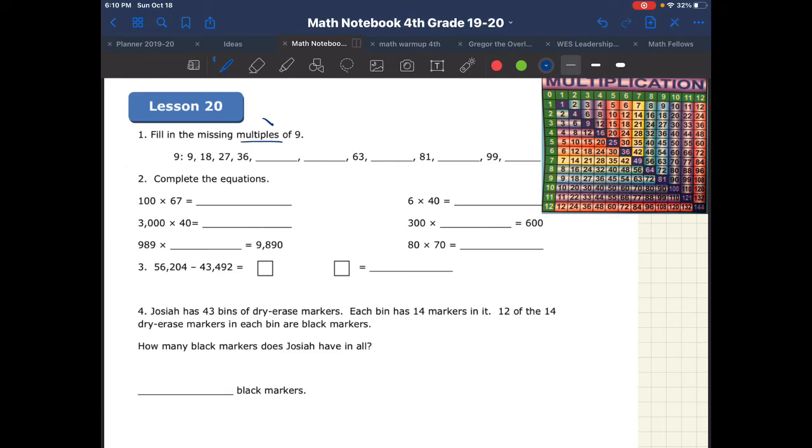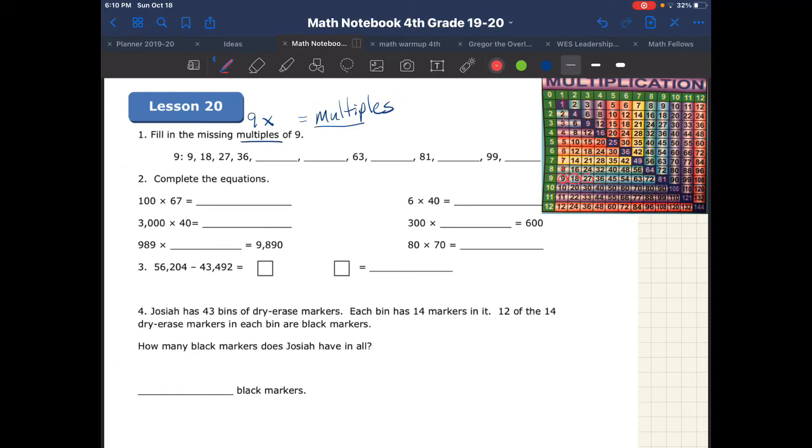Multiples means times. So we are saying 9 times various numbers, and what they equal, these are the multiples. And it gives you some. It says the multiples of 9 are 9. And we can actually look over here on your multiplication chart, which you have too. So the first multiple of 9 is 9 because 1 times 9 is 9. And then they just keep going.